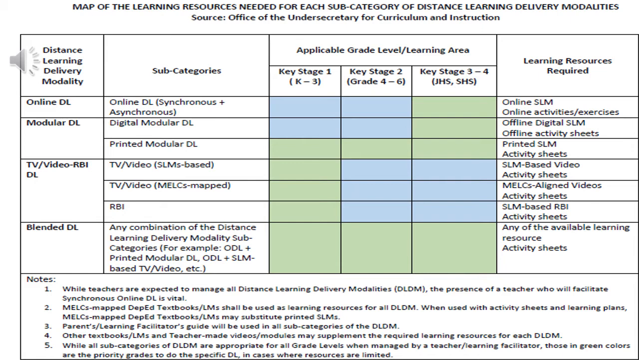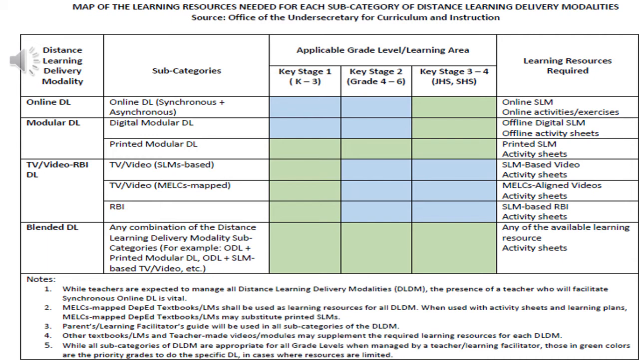The other one is TV or video or radio-based instructions DL, which has three subcategories. The TV video SLMs based, which requires SLM based video and activity sheets, while TV video MELCs mapped requires MELC aligned videos and activity sheets. And of course, the RBI, which requires SLM based RBI and activity sheets.